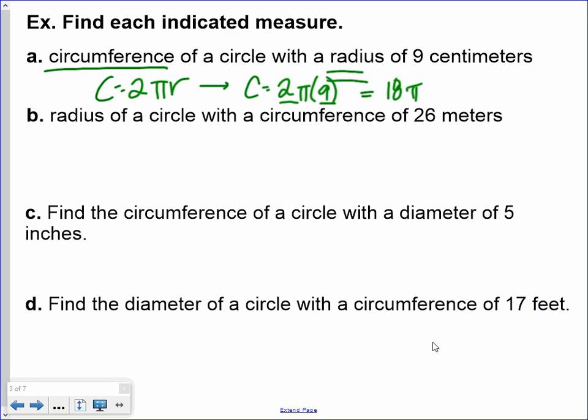Where's your calculator? Put your phone in your backpack. Find it.